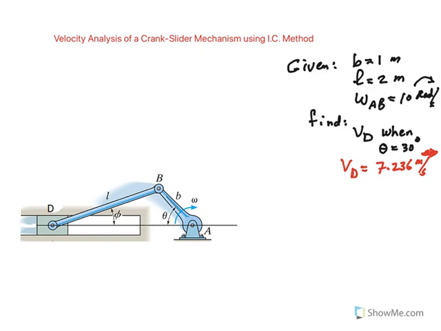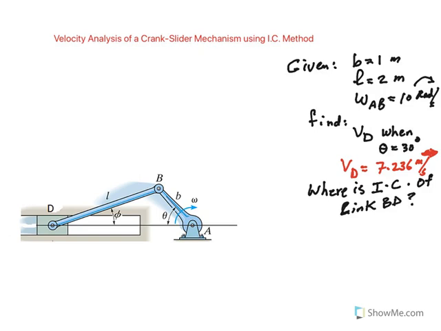If you remember from other videos where I showed how you can locate the instantaneous center, first of all, we're trying to locate the instantaneous center of the body that is going through a combination of translation and rotation. That would be the connecting rod BD. So the question should be: where is the IC of link BD at this instant when theta equals 30 degrees?